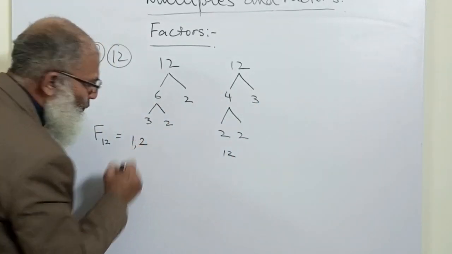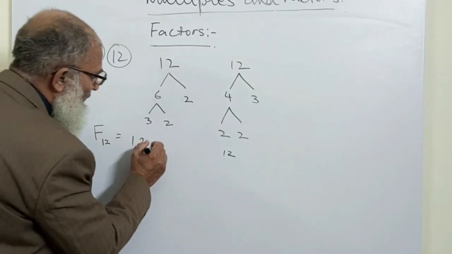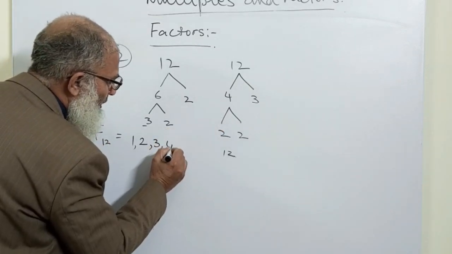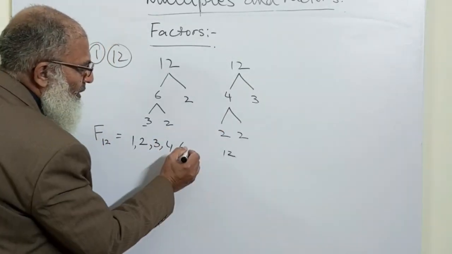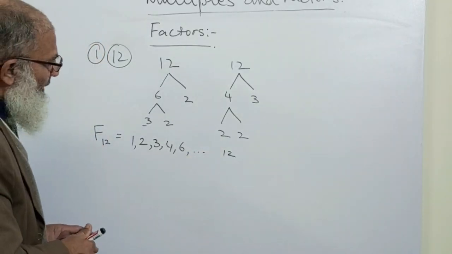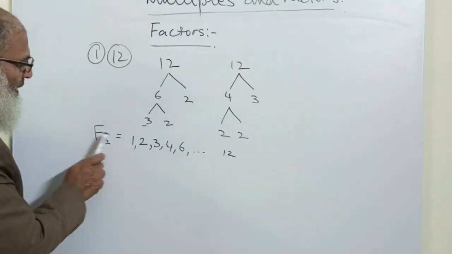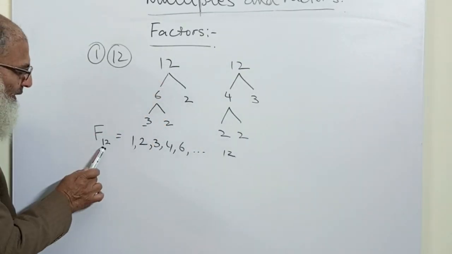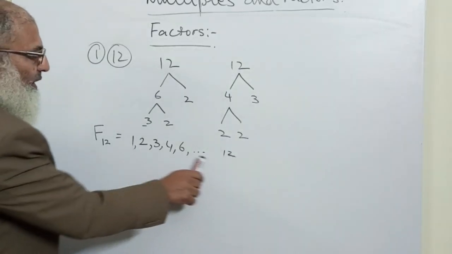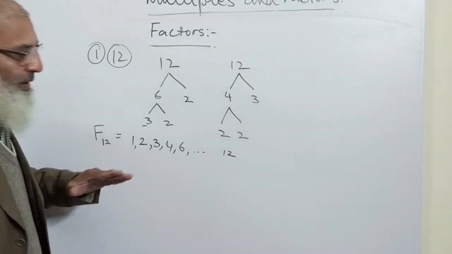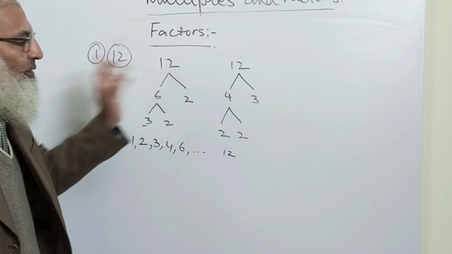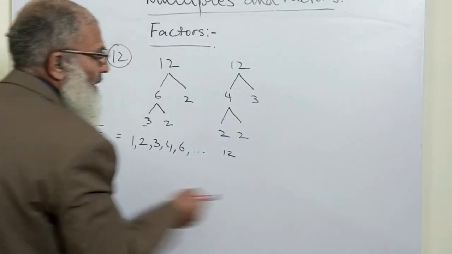So we can write 2 over here, we can write 3 over here, we can write 4 over here, we can write 6 over here. So these are the total factors of a given number, and the given number was 12. If you want to check each and every number, whether these factors give us a remainder with this given number, you can check it like this.